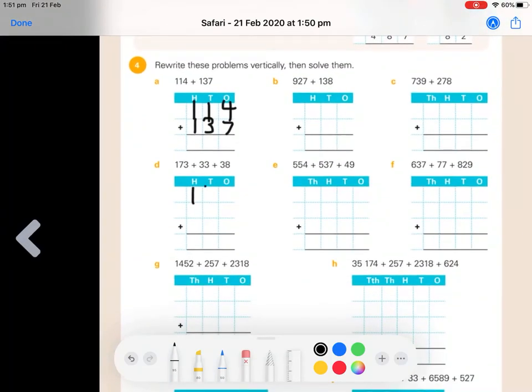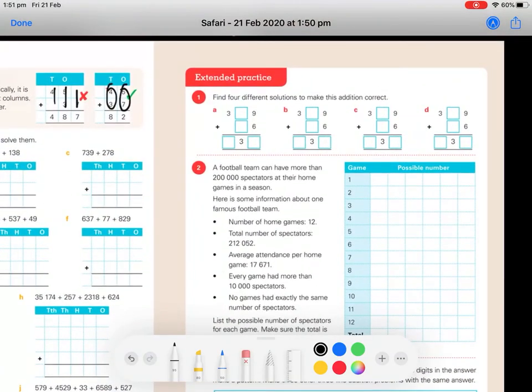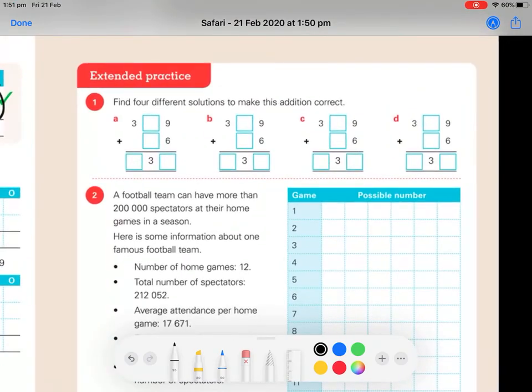Some of them you'll see will have bigger numbers. Let's just quickly do this one here, and then it'll have a smaller number. So just make sure that you're putting them in the correct columns. You can put zeros there if you like, but you don't have to. Okay, moving on to the next one.